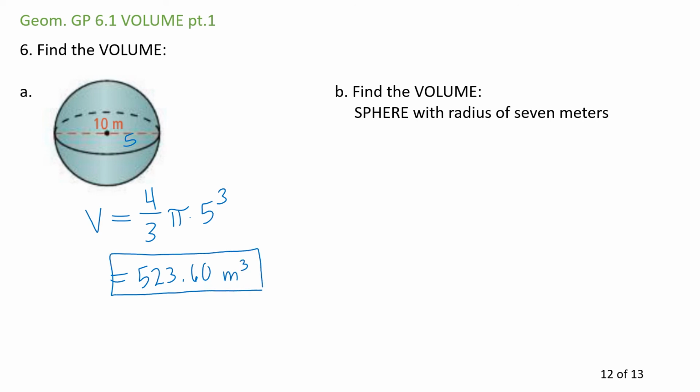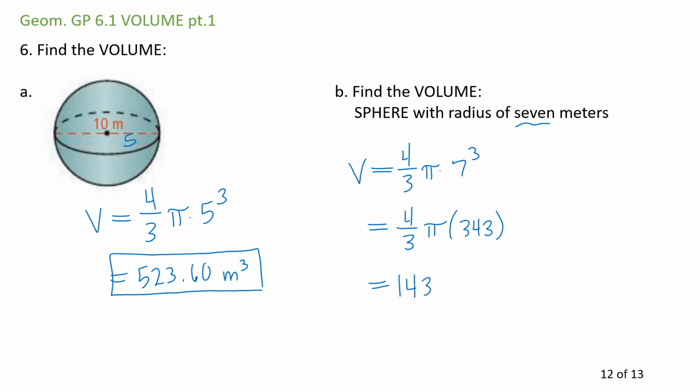I don't even have to give you a picture. I can just say volume of a sphere with a radius of 7 meters, 4/3 pi times 7 cubed. That's why I wanted to write it down. 343. 343 times 4 by 3. My decimal for this one is 1436.76 meters cubed. And that's that.